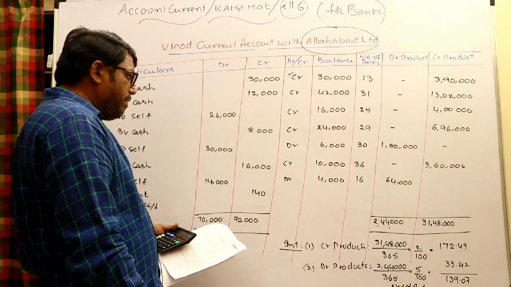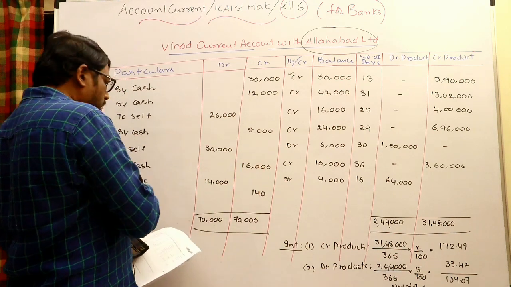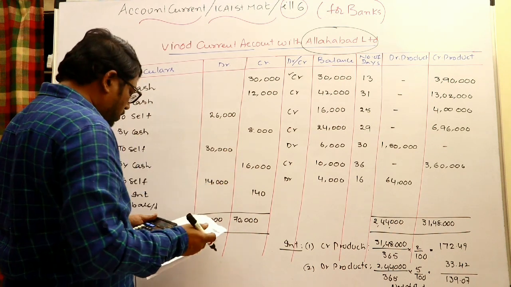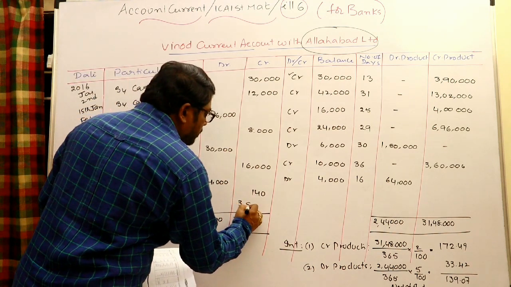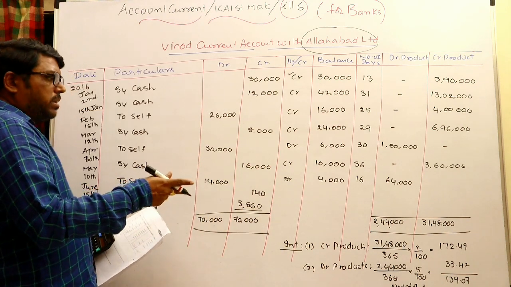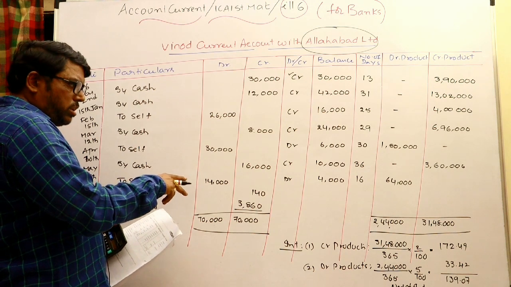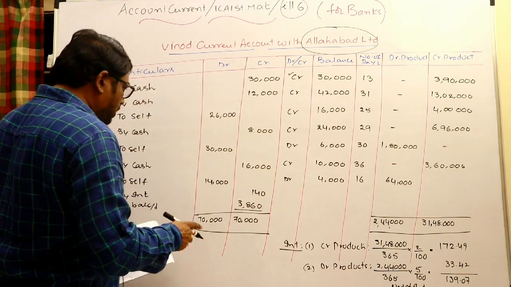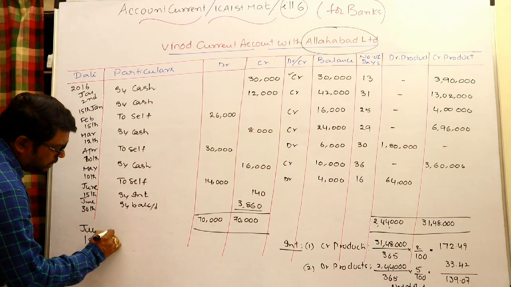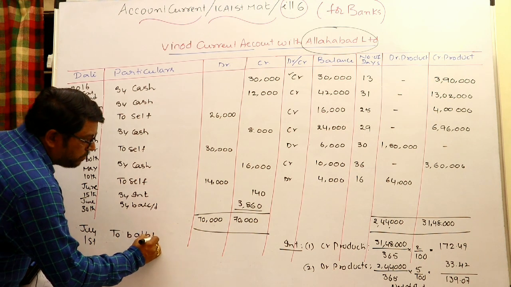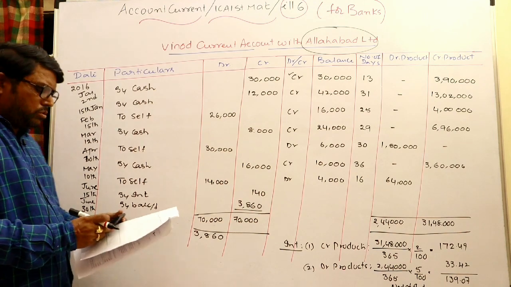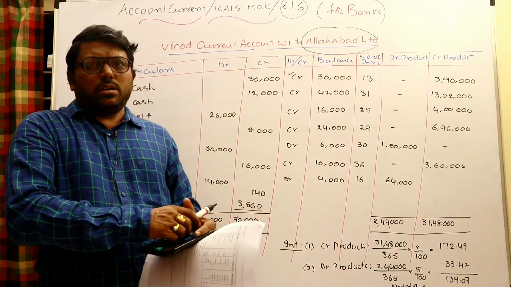So we only have the by balance carried down, to balance brought down. We know this is a debtor to the bank by the amount of 3,860. Actually he is a debtor by 4,000 overdrawn, but the bank should give him interest 140. So he is a net debtor to the bank by 3,860. By balance carried down July 1st, to balance brought down 3,860. Okay, so this is the simple way to handle this problem.